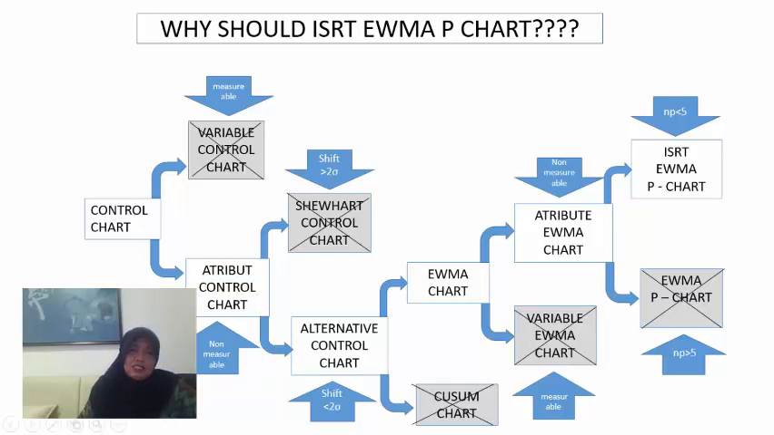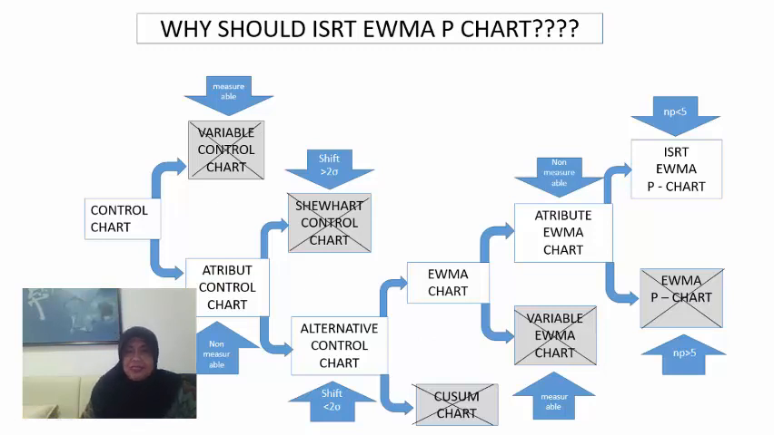My research focused on the attribute control chart. The attribute Shewhart control chart works well when the shift is high. In practice, the shift can be lower than 2 sigma, so alternative control charts were developed. Well-known alternatives are the CUSUM chart and the exponentially weighted moving average chart.